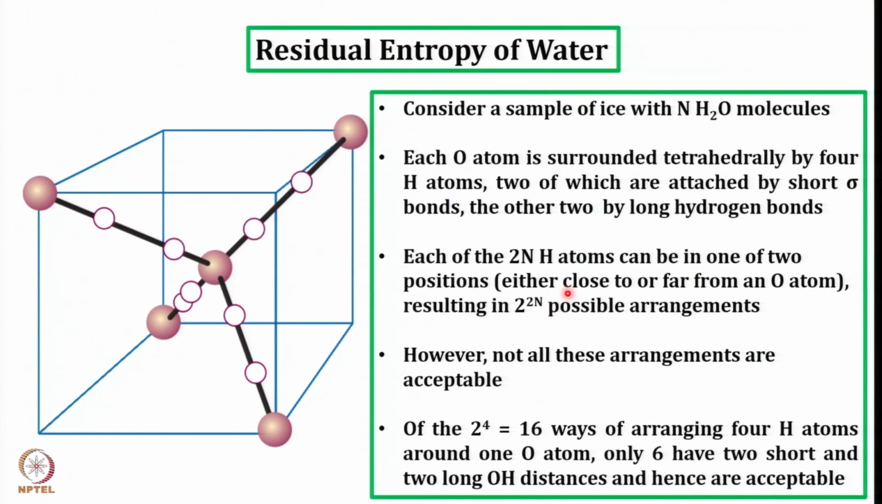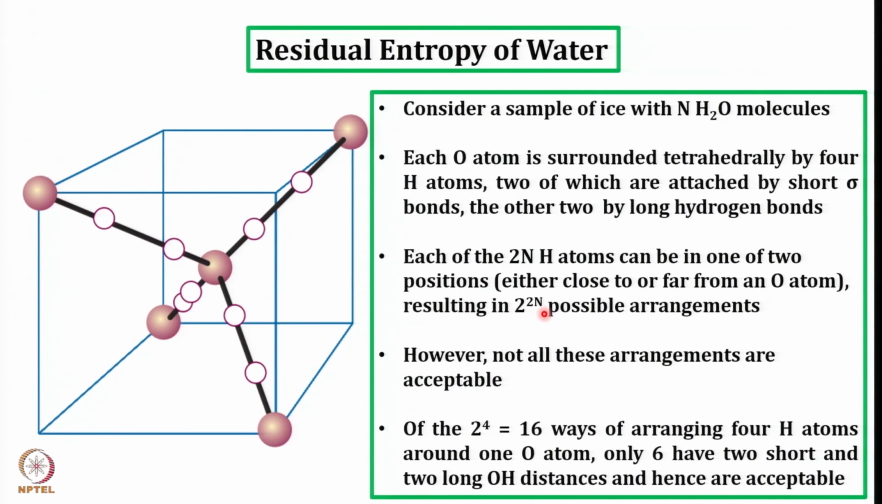So how many possible arrangements are there? 2 raised to the power 2n, where n is the number of water molecules. There are 2 raised to the power 2n possible arrangements. This is a possibility, but there may be some constraints.